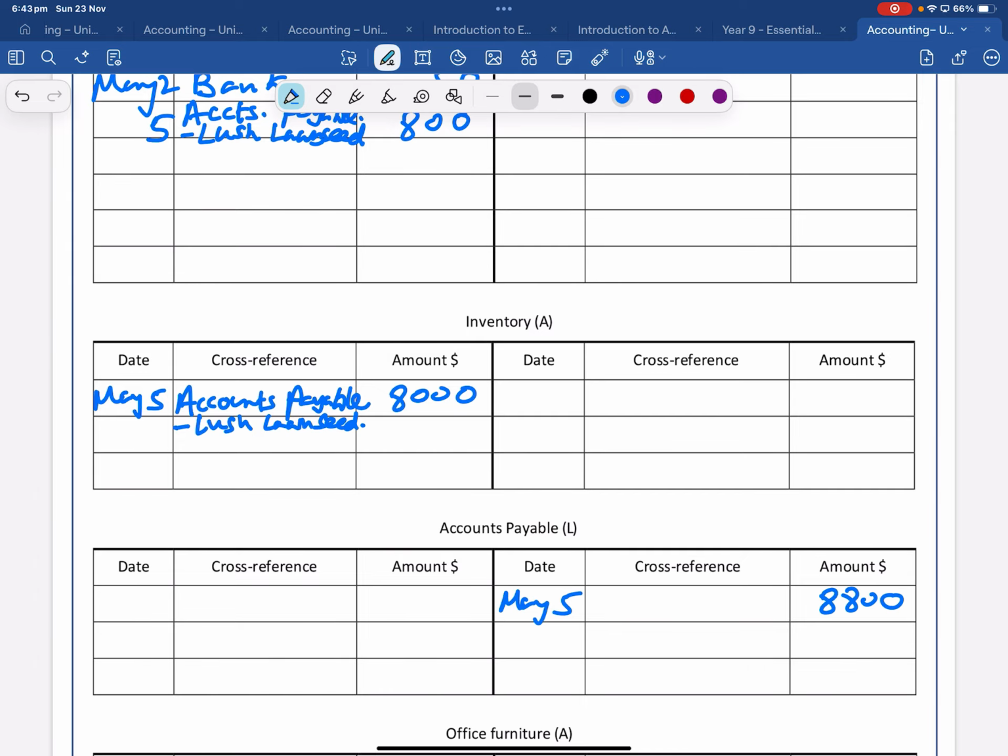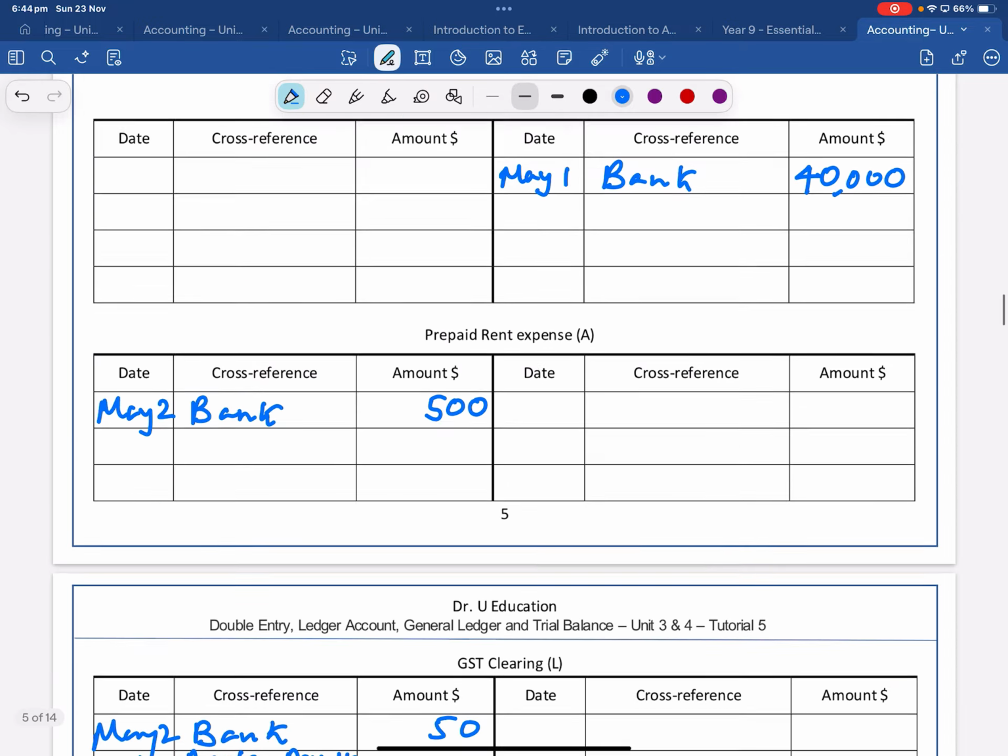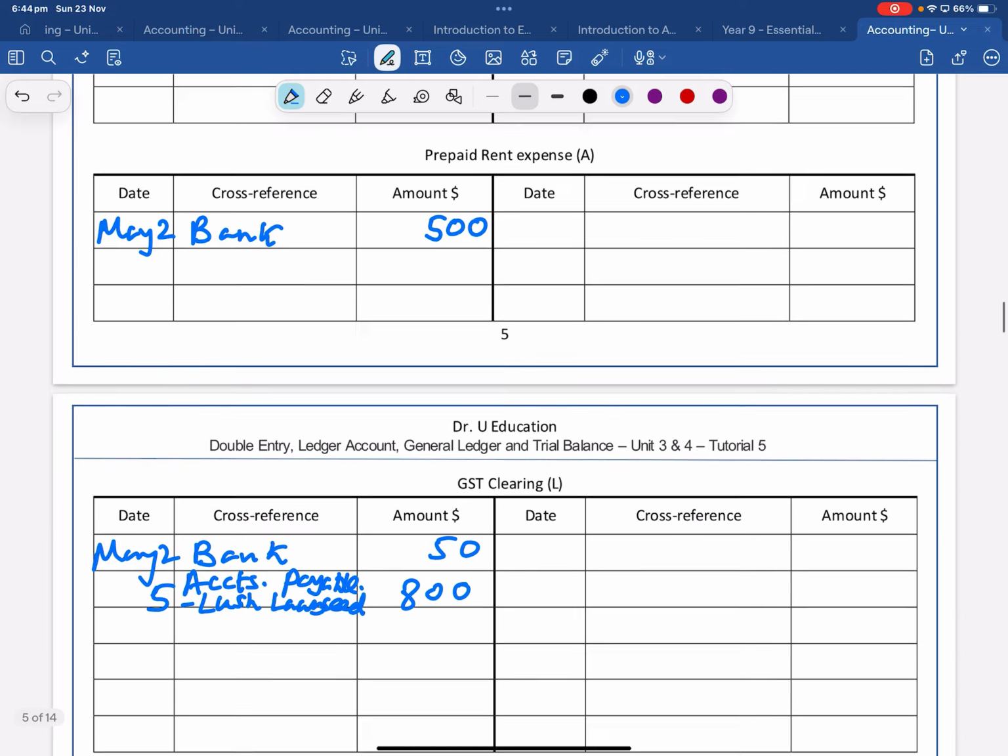Saying what? GST clearing and entries. Very good. Then, everyone is okay?